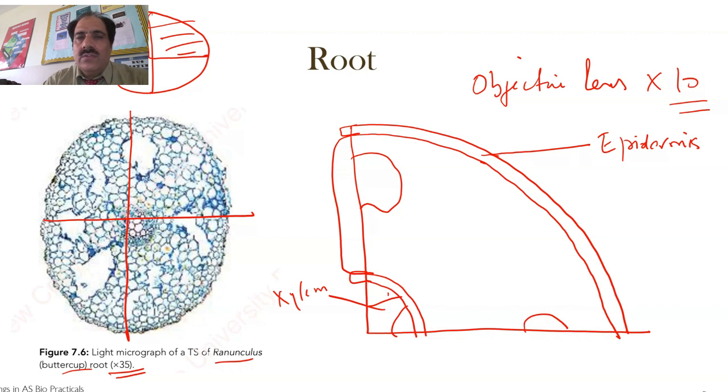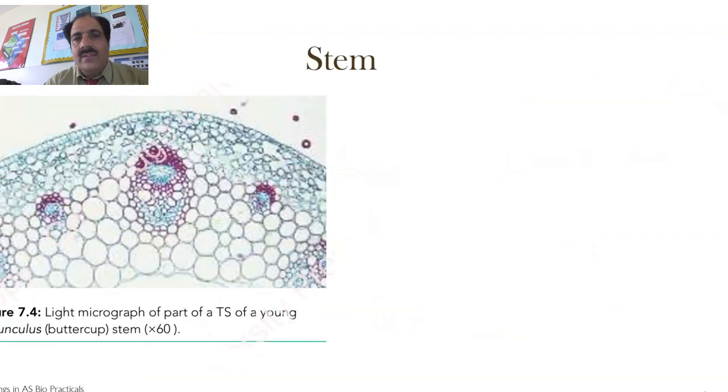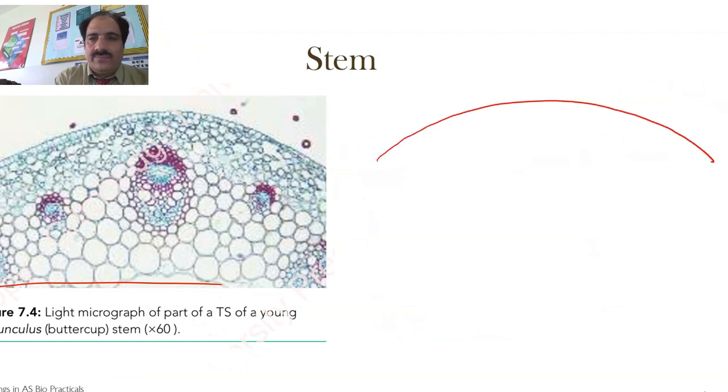This is the TS of a root, the part they asked us about in the question, and we have made a plan diagram of this part. No individual cells, nothing, we just show the tissues and their relative proportions. I've taken another example here, the stem. Let's say we have to make the plan diagram of the whole stem. So we can show that the stem has the epidermis over here.